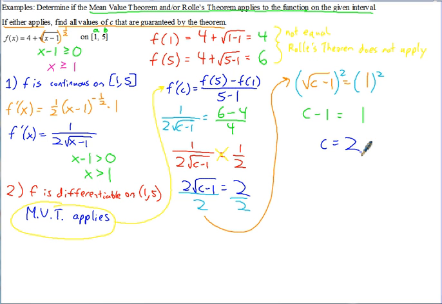And then double check, remember c has to be in the interval between 1 and 5 in this case, and 2 in fact it is. So that's the c value that's guaranteed. In this case there's just 1. Sometimes there could be more than 1 there. But you know there has to be at least 1.